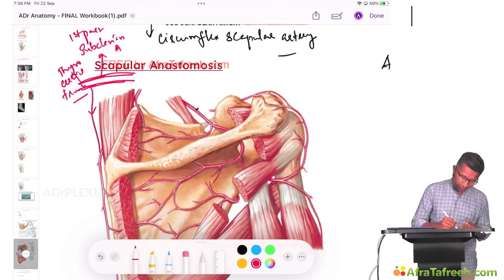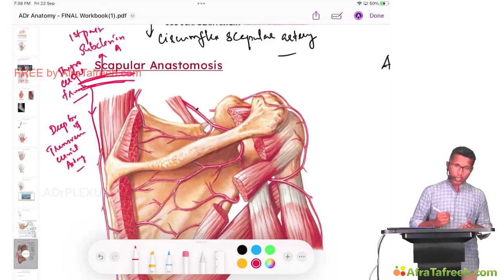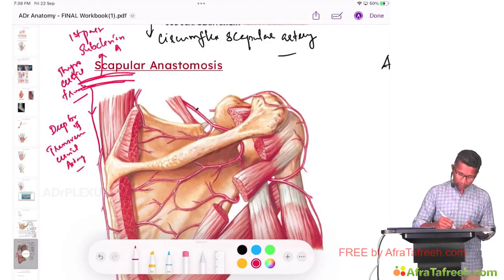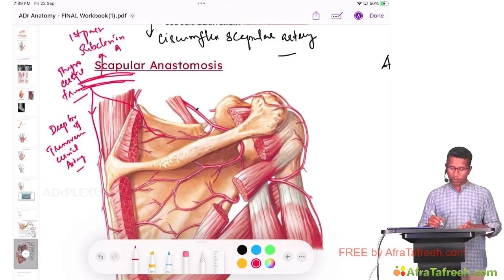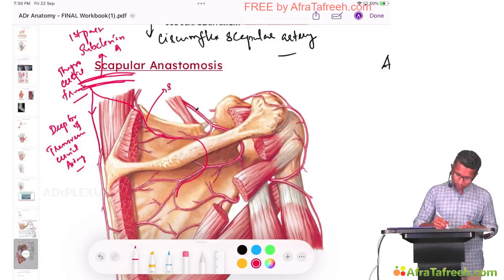So this is the deep branch of the transverse cervical artery. Deep branch of transverse cervical artery is this one. And there is another branch from the thyrocervical trunk which is going to the suprascapular fossa and to the infrascapular fossa. This artery is called the suprascapular artery. This is the suprascapular artery.